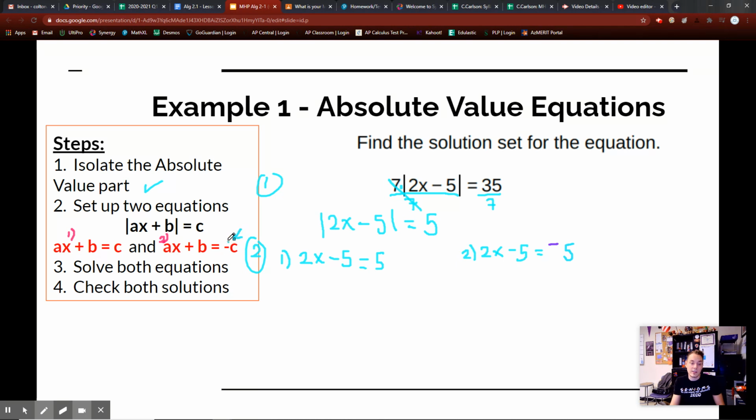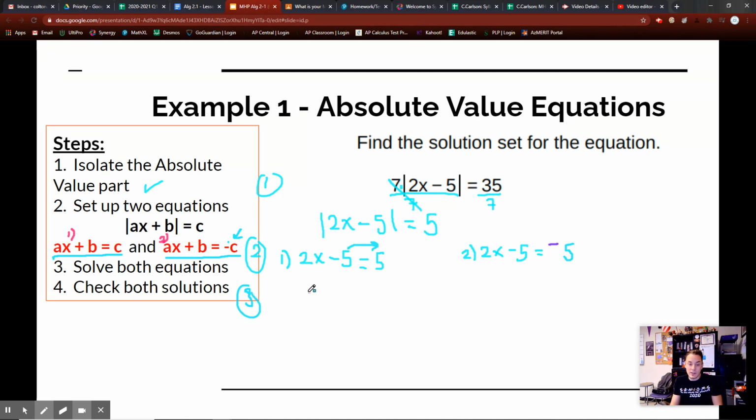See this negative right there? So in the first equation, it's exactly how you see it, except there are no absolute value bars. The second equation is exactly how you see it, except it doesn't have any absolute value bars, and also it has a new negative attached to it. That's how you follow it. Okay? Now, what is step 3? Solve both equations. Let's solve both equations now.